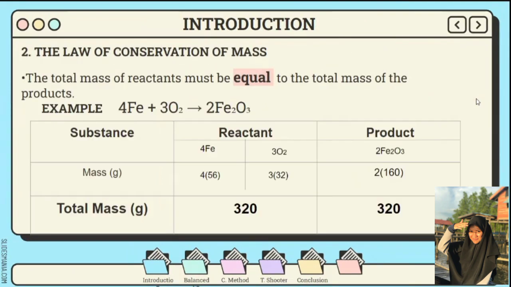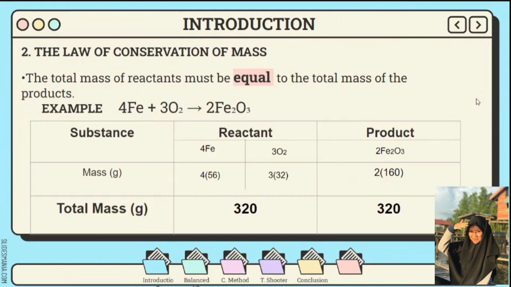To calculate the mass, just simply multiply the number of atoms with the relative atomic mass. So for the reactant side, the relative atomic mass for iron is 56 and oxygen is 32. So 4 times 56 plus 3 times 32 is equal to 320 grams.